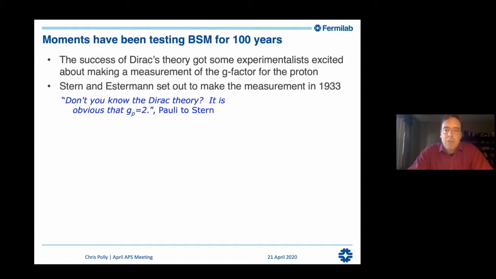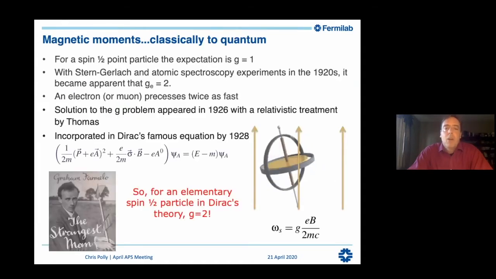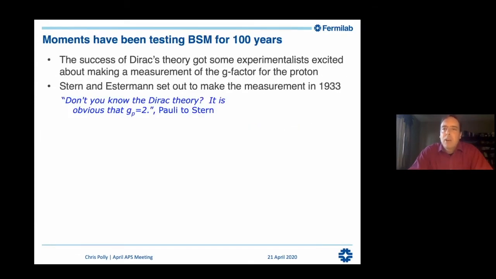Let me first say, as a quick aside, the success of this Dirac theory got experimentalists fairly excited about making measurements for the G factor of the proton, because of course at the time it was also known that the proton behaved as though it was a spin 1/2 particle. In fact, people were so enamored with the theory that it resulted in this somewhat famous statement to the experimentalist from Pauli, "Don't you know the Dirac theory? It's obvious that you should find G sub p equal to 2."